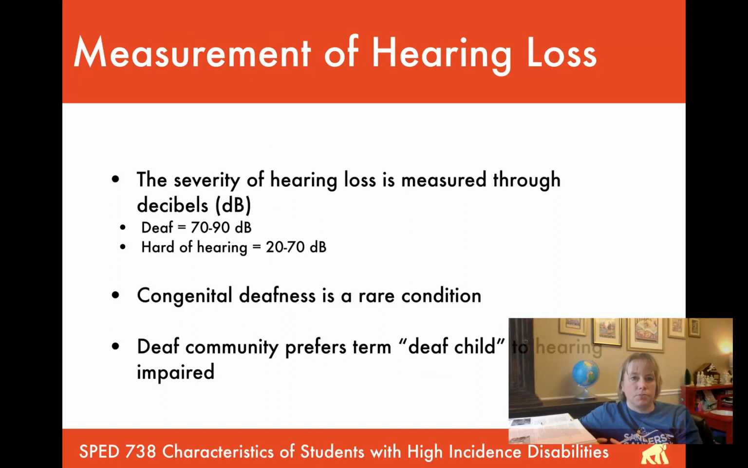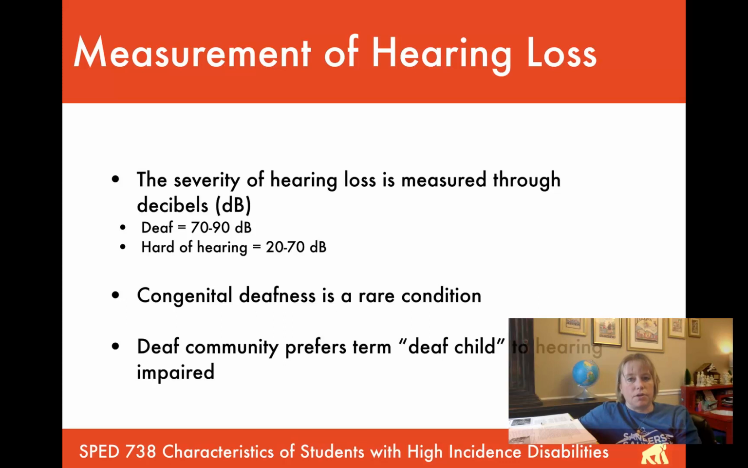When we look at the severity of hearing loss and its measurement, there are some great examples in your text about what that looks like in terms of how many decibels the child can hear. With profound hearing loss, or deafness, we're typically looking at a loss around the 70 to 90 decibel mark. Hard of hearing, we'll see those kids around the 20 to 70 decibel mark. And what we know about hearing loss is that, for the most part, congenital deafness is a very rare condition. It's rare for students to be born with congenital deafness.